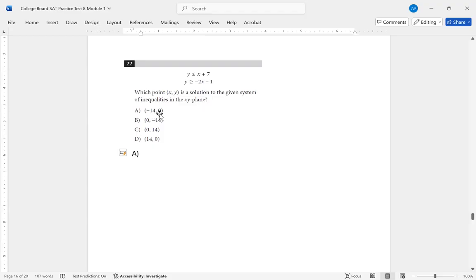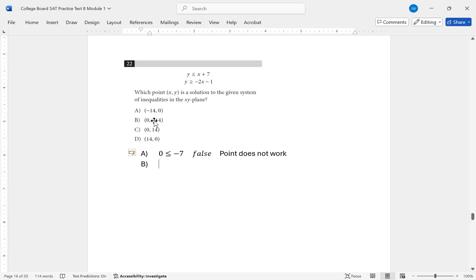When I plug in (-14, 0) into this first inequality, I would end up with 0 for the y value is less than or equal to negative 14 plus 7. So I'm plugging in negative 14 for the x, plus 7. So that's 0 less than or equal to negative 7. Now that's obviously false, and therefore the point is not going to work in the system of linear inequalities.